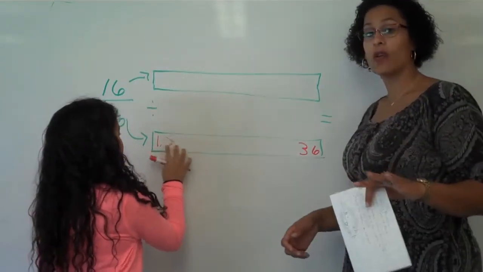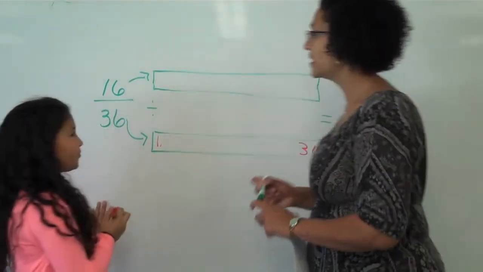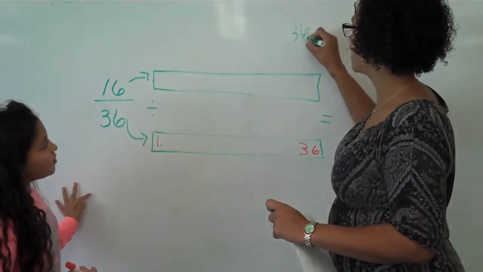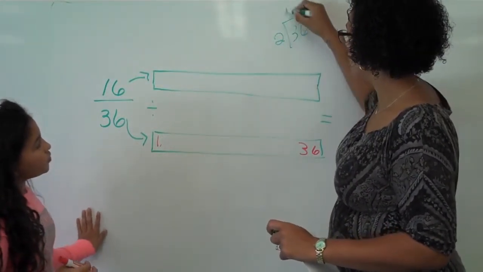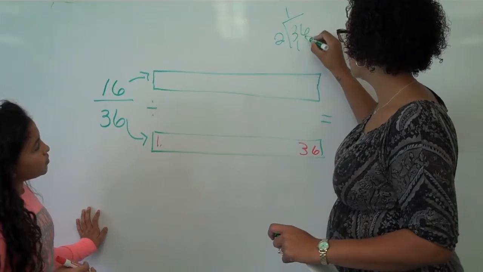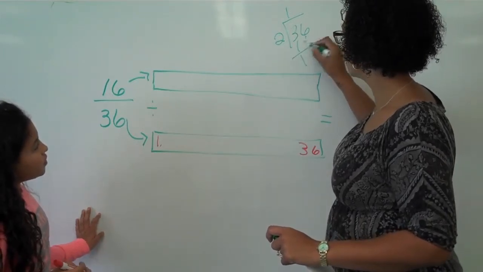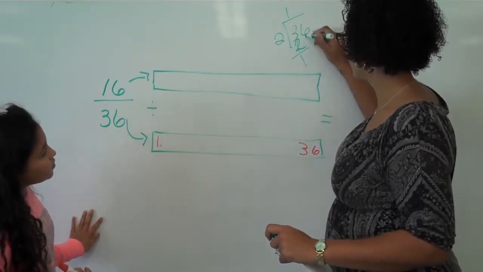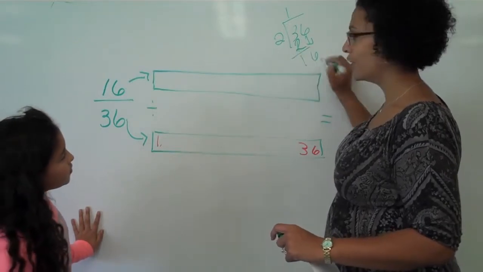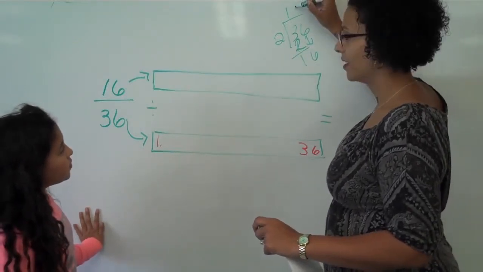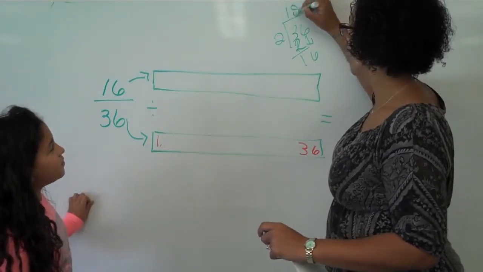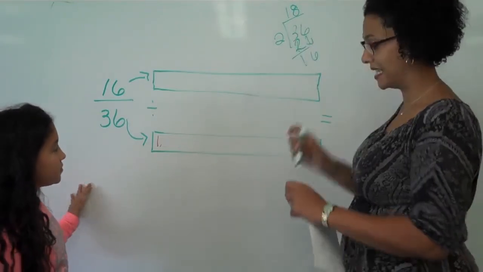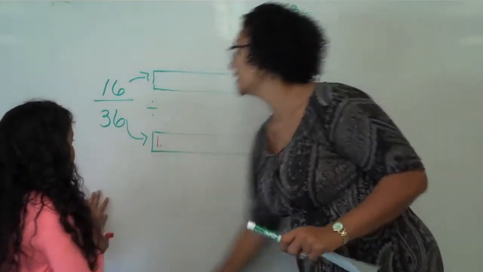Now, if you don't know, and you need to do a little division on the side, 36 divided by 2. 2 goes into 3 one time with 1 left over. We bring down that 6. It's 16. 2 goes into 16 how many times? 8 times. So that tells me that 2 times 18 is 36. So 2 and 18.